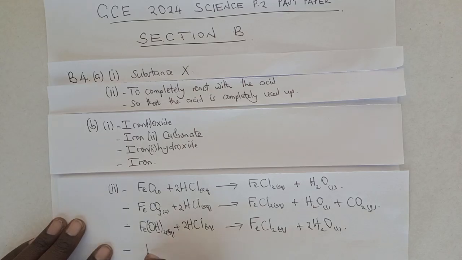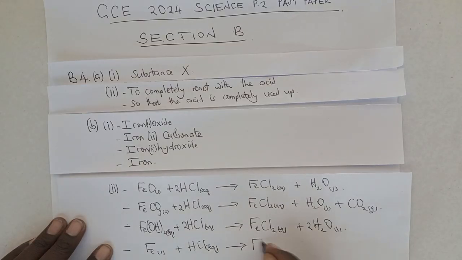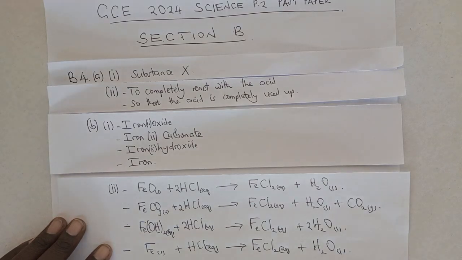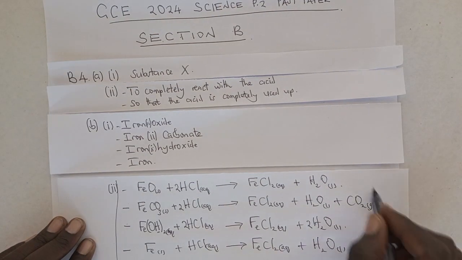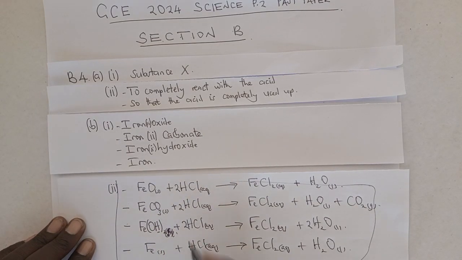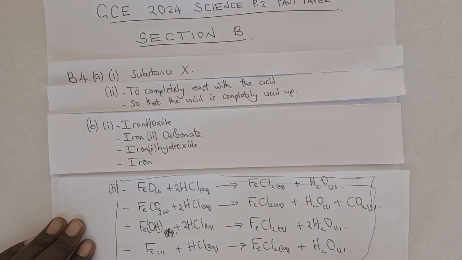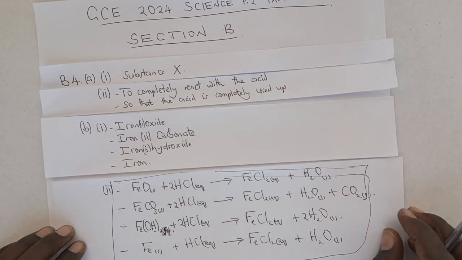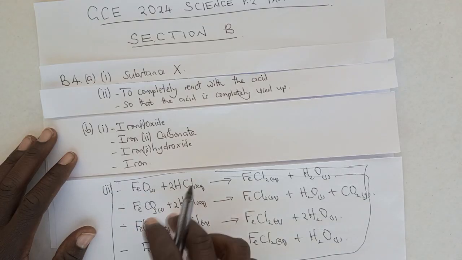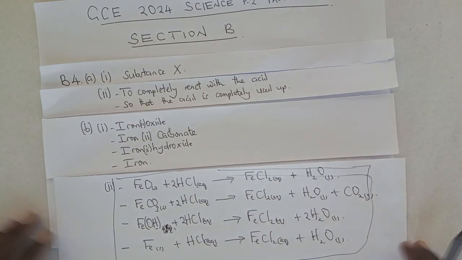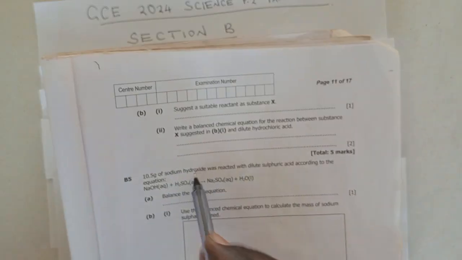The other one is iron itself as a metal plus hydrochloric acid, which is in aqueous state, to give you iron chloride in aqueous state plus hydrogen gas. So these are some of the suggestions that you have here. You pick one and then you pick the corresponding equation to what you suggested, and I think this is where the question ends, and I hope that was helpful. Thank you. Bye bye.